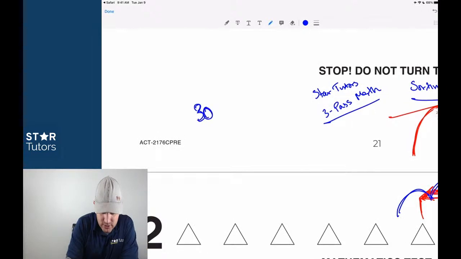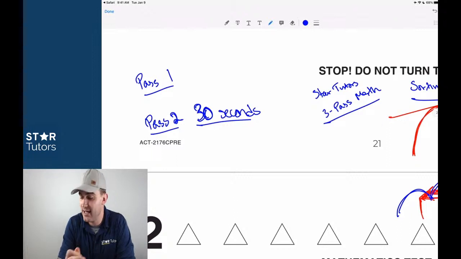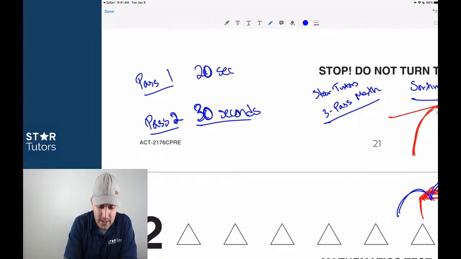You're going to go through the test. Pass 1 rather is 20 seconds. So if you can't figure it out in 20 seconds, it's not a pass 1 question. And if you come back and you can't figure out what you're supposed to do in 30 seconds, it's not a pass 2 question. You're saving that to guess. Because that would then put you at 50 total seconds of just determining if you know how to do it. And if at 50 seconds you don't know how to do the question, you've got to move on.